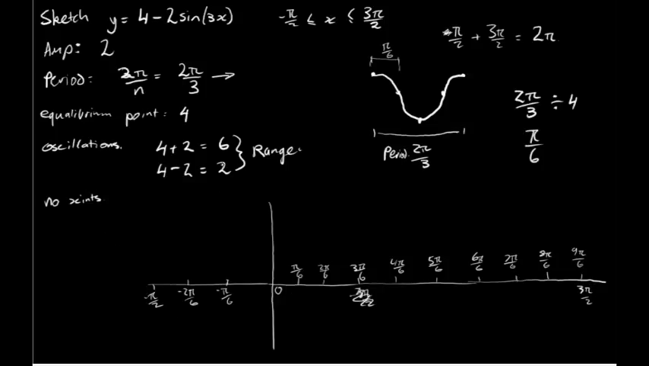And then from here we get our oscillations. So we have an equilibrium point at 4, as a dotted line. And our range goes from 2, so about there, up to there. And then we have our cycles.